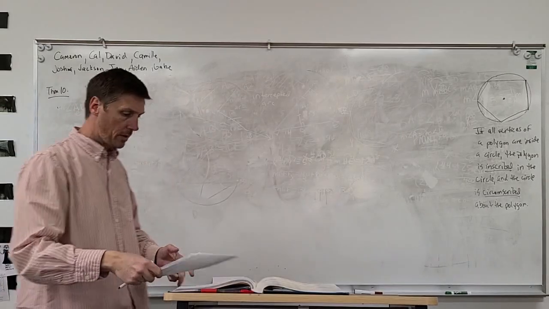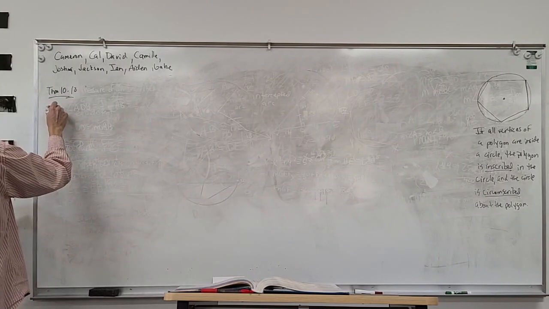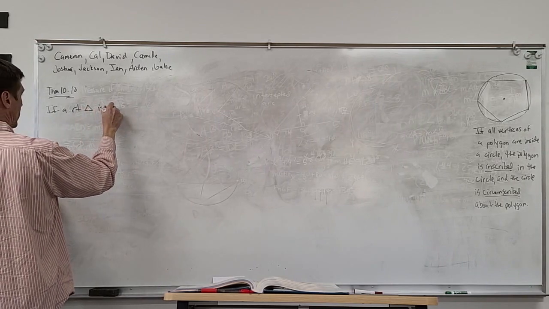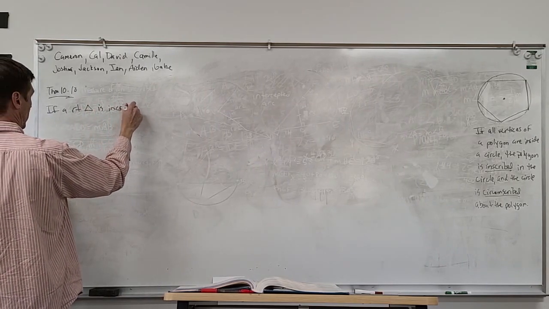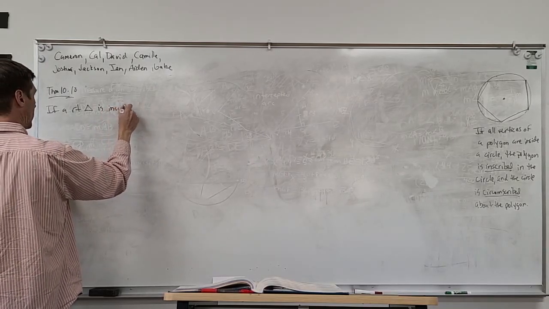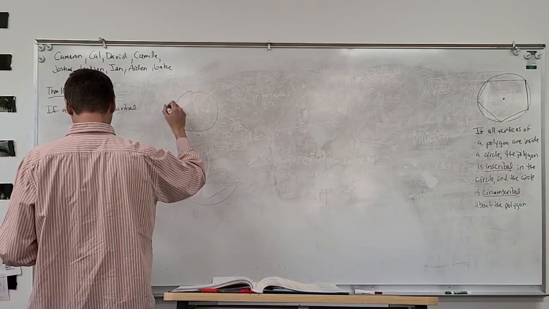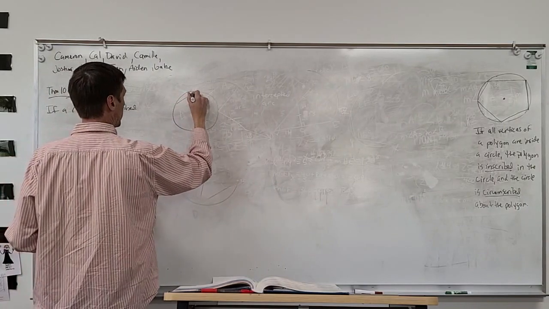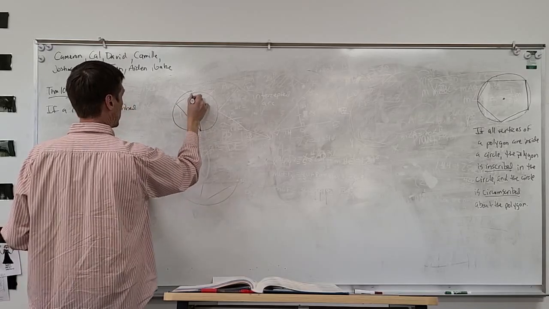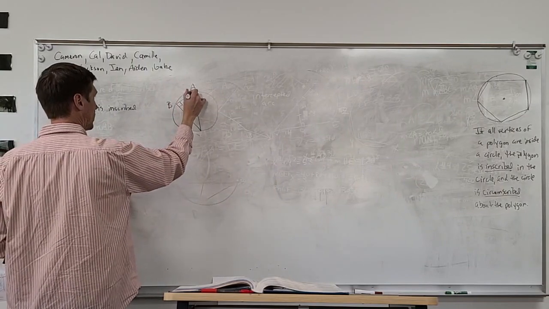So theorem 10.10 says that if a right triangle is inscribed, the right triangle is inscribed. So in other words, we have a circle here, got a right triangle inscribed in our circle. We'll label that ABC.